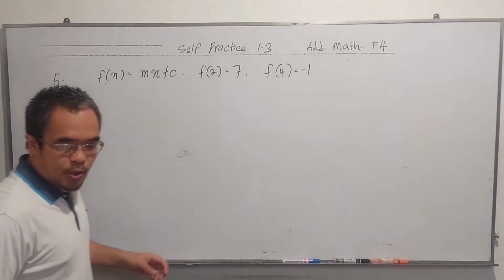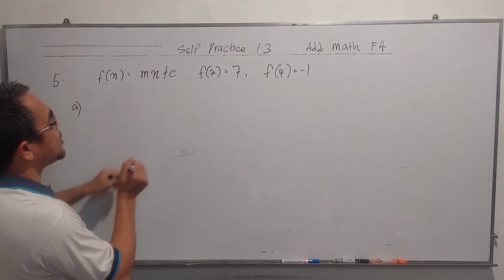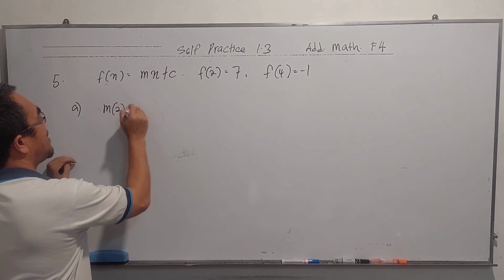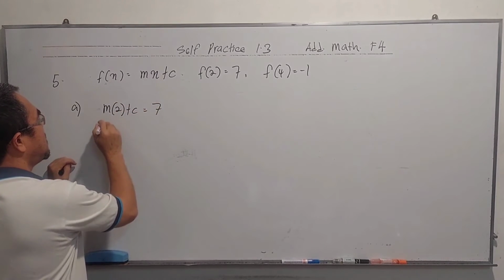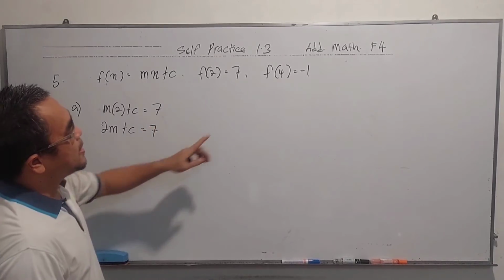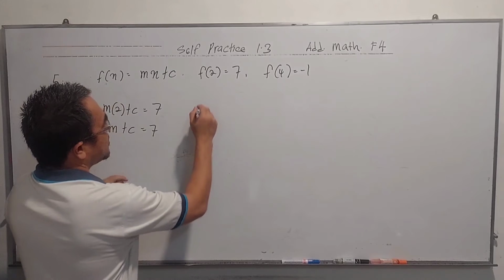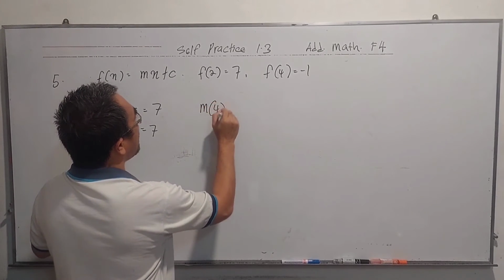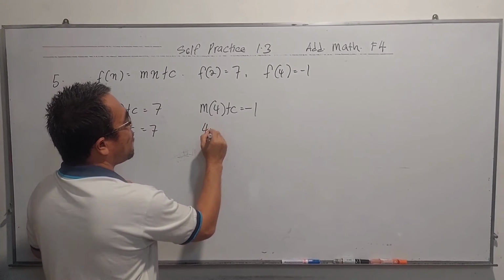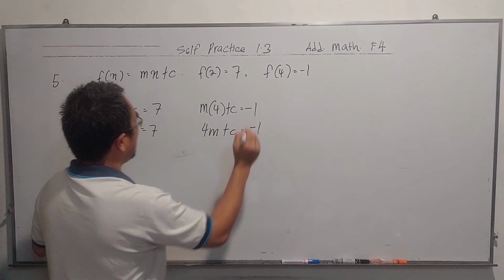Okay, let me redo this question. So we have to substitute 2 where x is. So m times 2 plus c equals to 7. So you have 2m plus c equals to 7. The second info, f4 equals to -1. 4 is x. So m times 4 plus c equals to -1. So we have 4m plus c equals to -1.